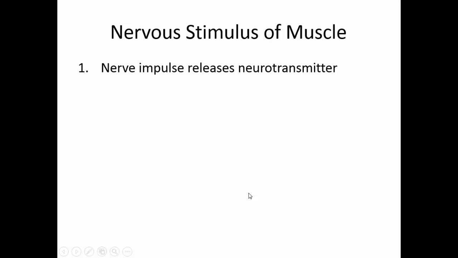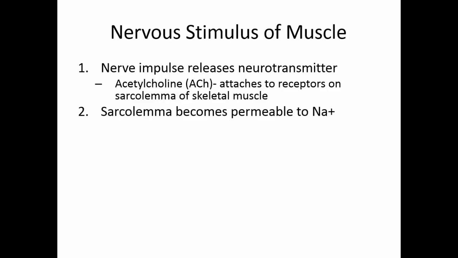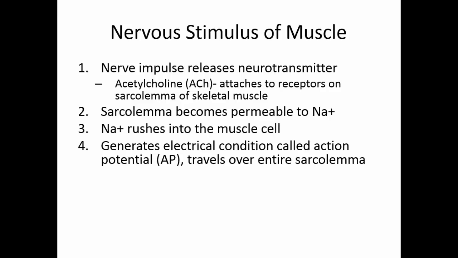When the nerve impulse releases that neurotransmitter, the acetylcholine, it's going to attach to receptors on the sarcolemma of the skeletal muscle. This makes the sarcolemma permeable to sodium. Now, sodium is normally pumped out of the cell and kept out of the cell. So if we make the membrane permeable to sodium, sodium is going to rush in. As sodium rushes into the muscle cell, it's going to generate an electrical condition called an action potential.